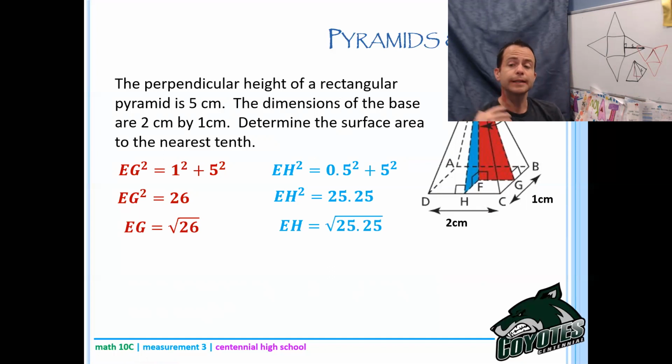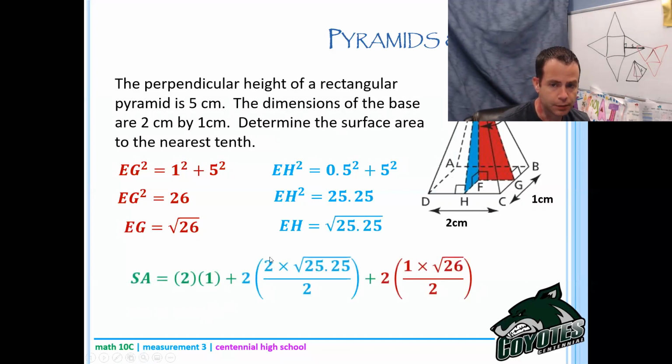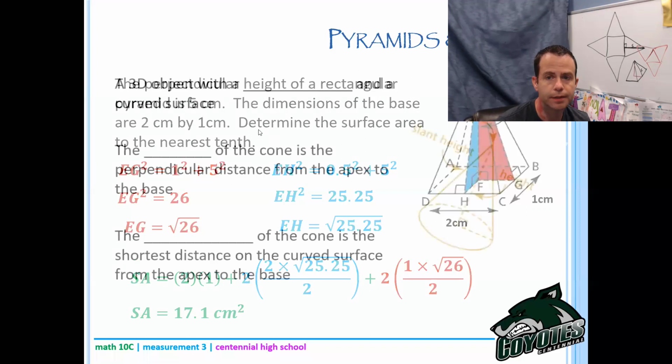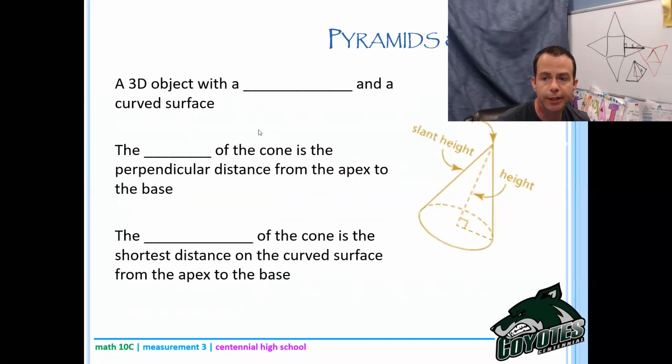So now when you create the surface area, we have the base, which is 2 times 1. We have the left and right triangles, which would be 1 times root 26 over 2. And then we have the front and back triangles, which would be 2, the base, times root 25.25 over 2. Okay, so that's what it would look like all together. And then when I type all that in my calculator, I get 17.1 centimeters squared. Okay, awesome, guys.